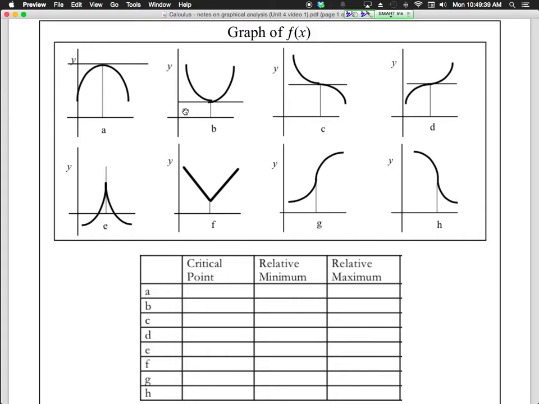Because they only go up to a certain point and then they come back. And then here's my question. What is my graph doing on the left side of A? Increases. What's it doing on the right side of A? Decrease.